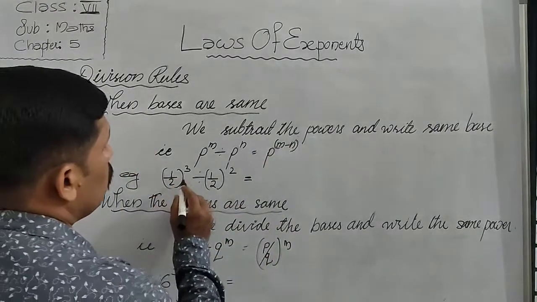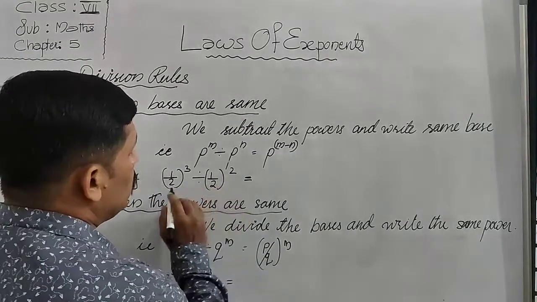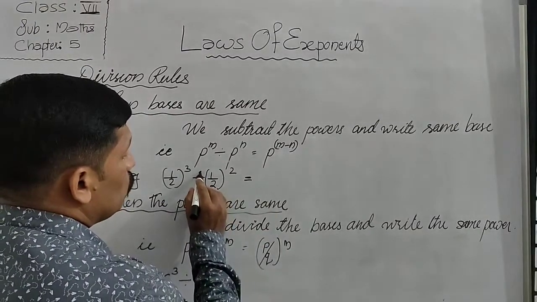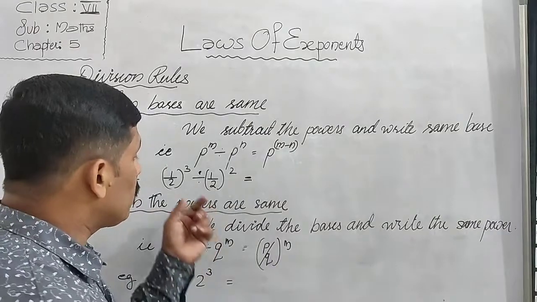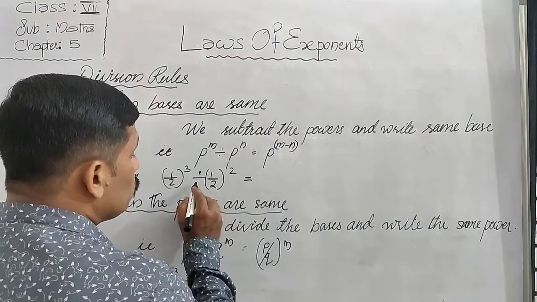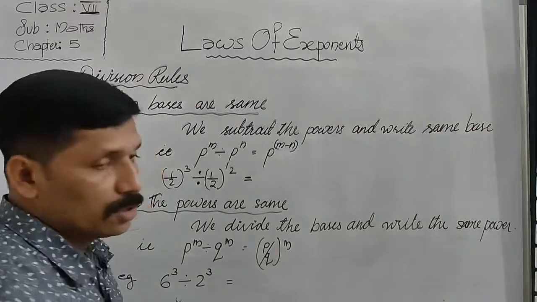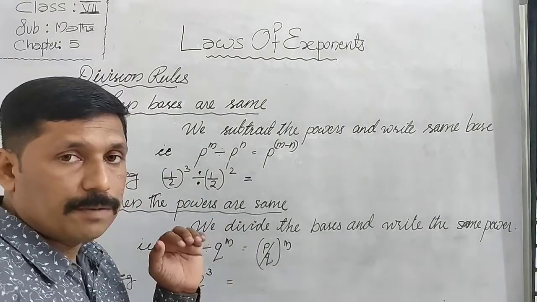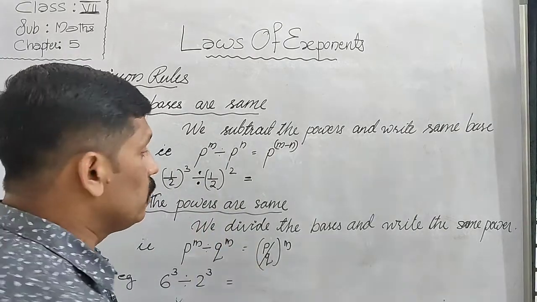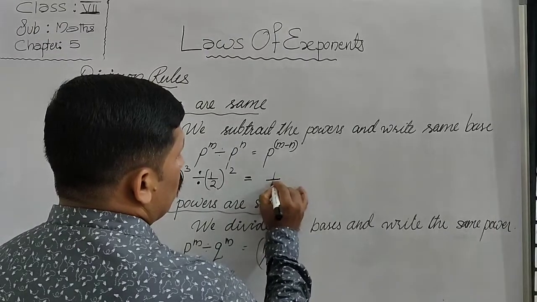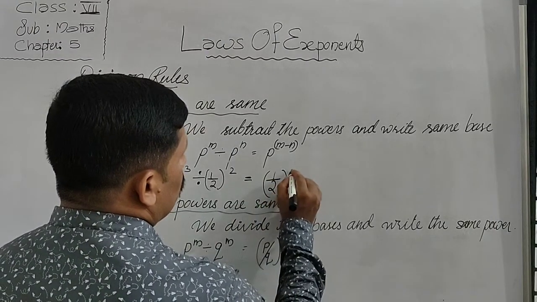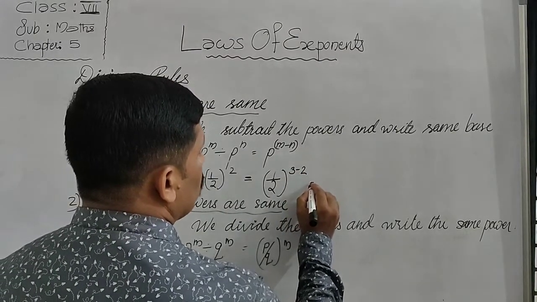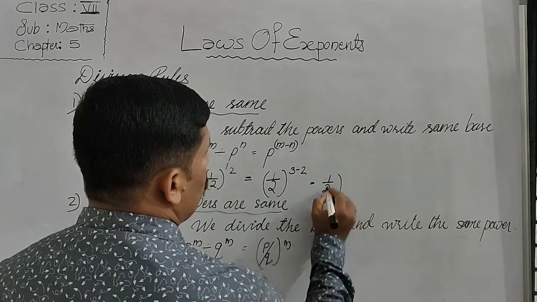Example, 1 upon 2 power 3 divided by 1 upon 2 power 2. Here, students, you see the bases are the same, powers are different, and it is division. So whenever you get a question, first of all you have to decide whether it is division or multiplication. Accordingly, we use the rules. Here it is division and the bases are the same, powers are different. So we subtract the powers. That means 1 upon 2 power 3 minus 2. We subtract the powers and write the same base. 1 upon 2 power 1.